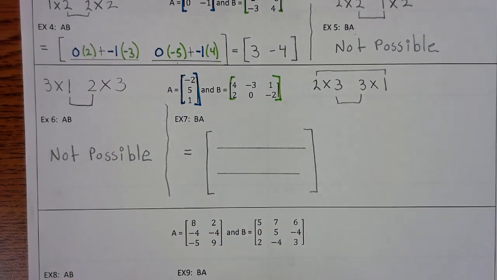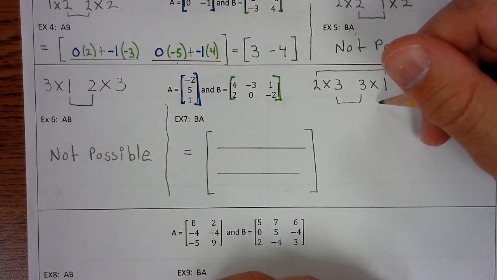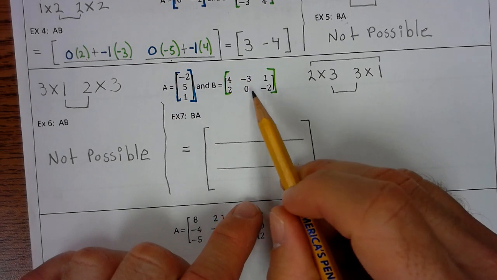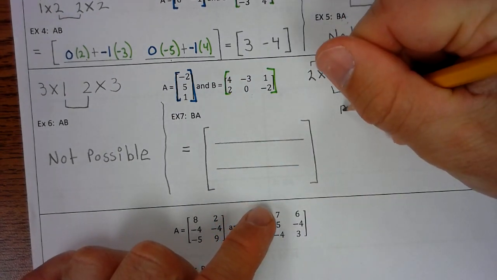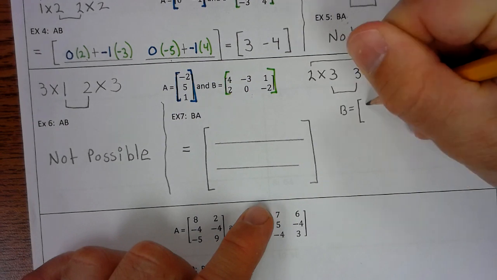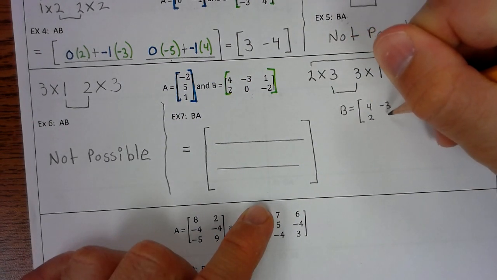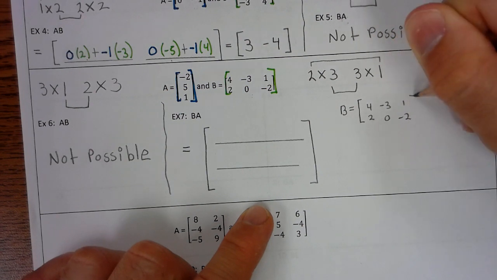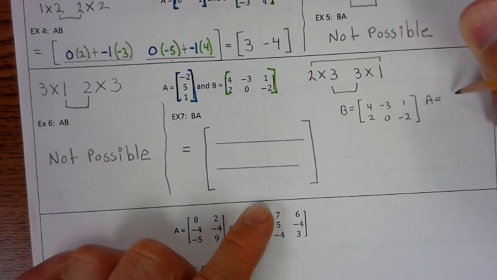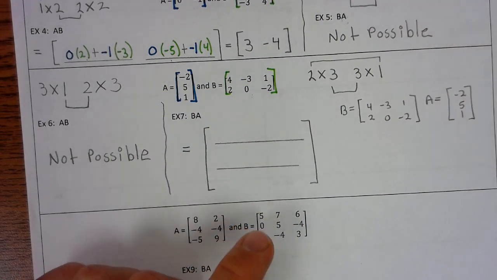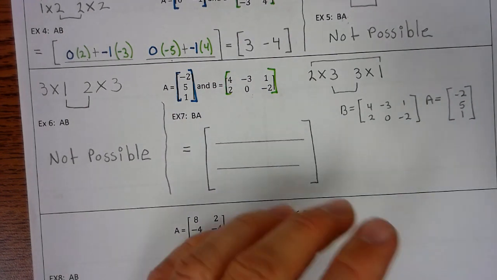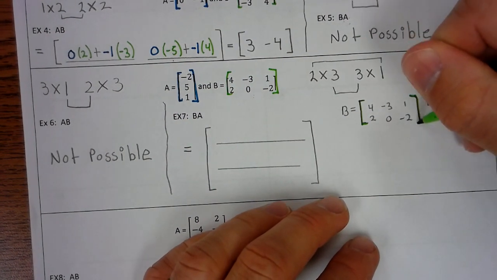So now we multiply. Now I'm actually going to rewrite these because if you're multiplying B times A, I want B in front. So I'm going to write B equals 4, 2, negative 3, 0, 1, negative 2. And A is negative 2, 5, 1. So keeping with that, B is green, A is blue.